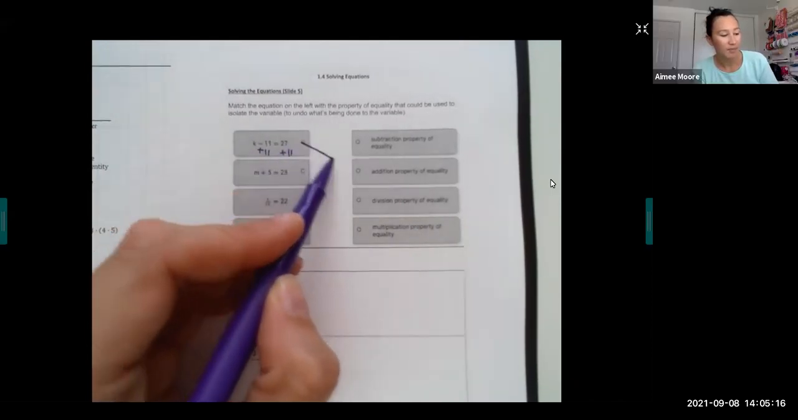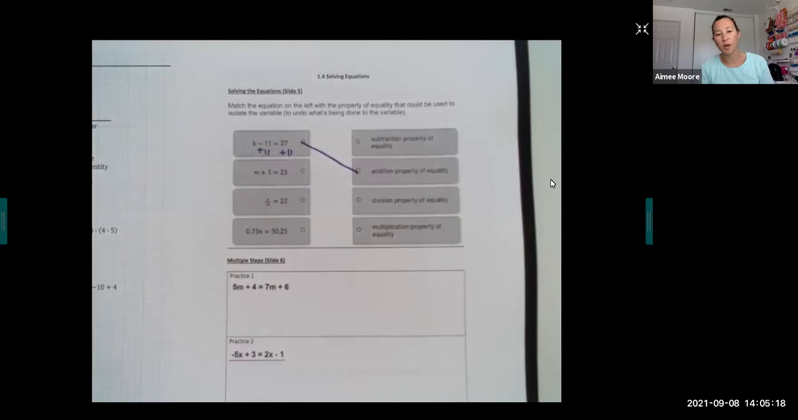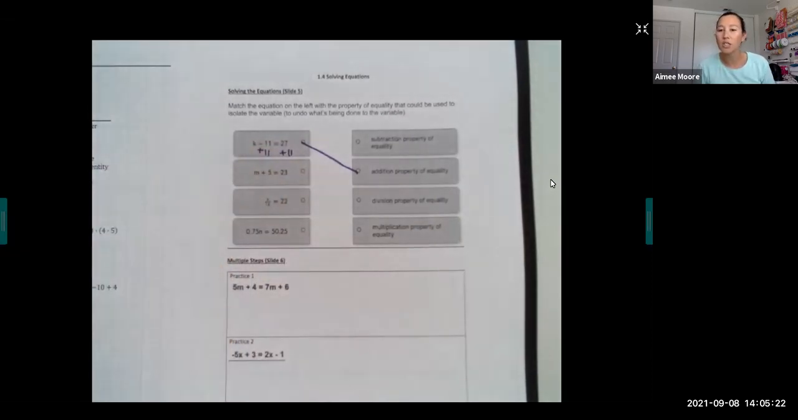We're doing addition. So that would be our addition property of equality. So if you add the same thing to both sides, the equations are still equal. That's what that property tells us.